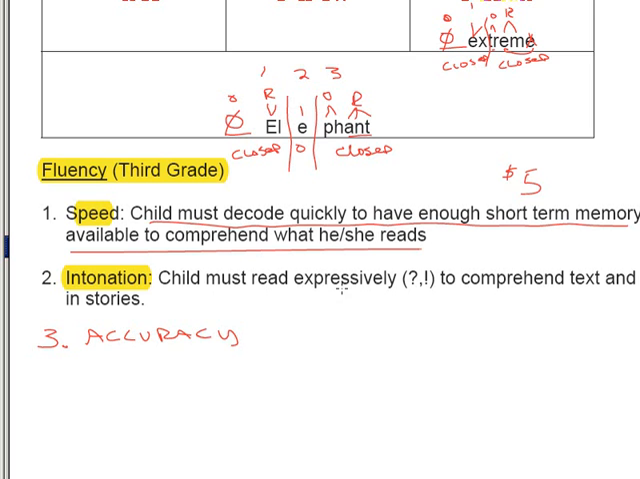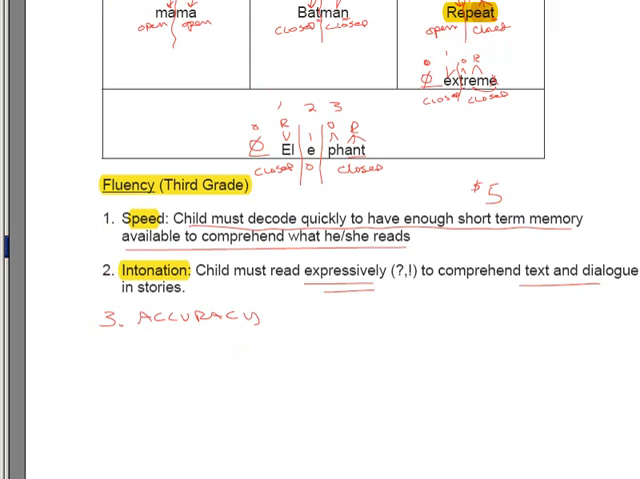Intonation means the child has to read expressively to comprehend things like dialogue. It's a little off the screen, but try to reduce that just a bit. To comprehend dialogue, like let's say one of the characters in a play is saying, "Well, that's a great idea," and the child reads, "well, that's a great idea." They're not going to comprehend the nuances. And questions and exclamation points won't make any sense either.